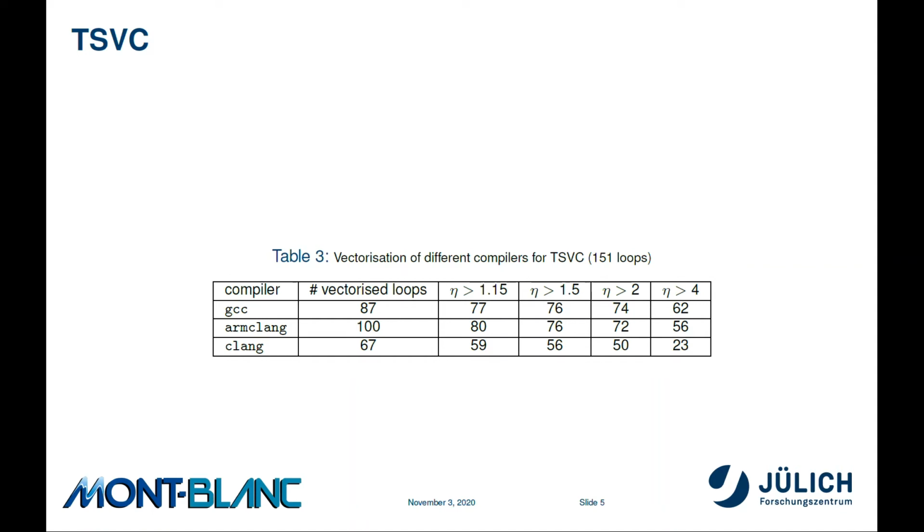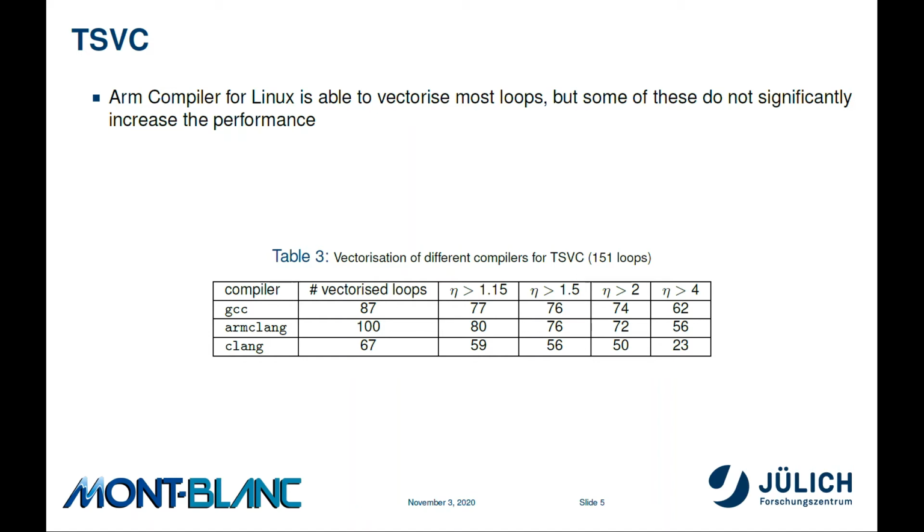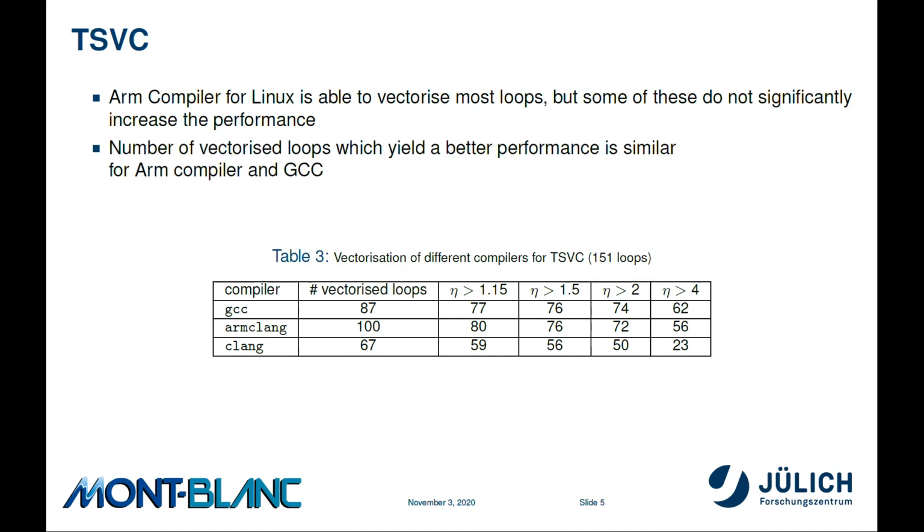In the right 4 columns, we report the number of loops which yield a vector efficiency of more than 1.15, 1.5, 2 and 4 respectively. We see that despite ARM compiler vectorizing 13 more loops than GCC, some of these loops do not necessarily yield much better performance than those for which vectorization was disabled. The number of loops which do yield better performance is very similar between GCC and ARM compiler. Clang is lagging behind a bit, with the number of vectorized loops around 20 less than the other two.